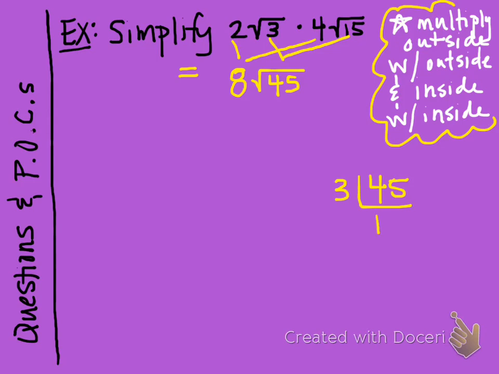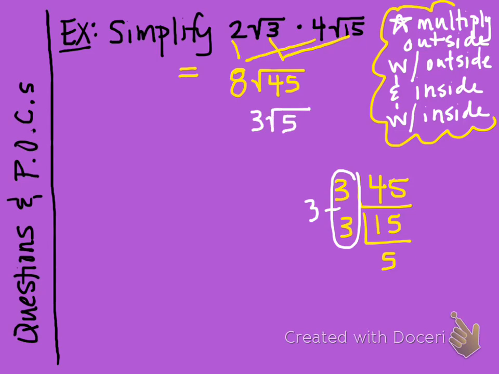3 will go into 45 15 times. I'm going to choose 3 again. 3 goes into 15 5 times. 5 is prime. I'm going to stop. Now I'm going to circle my pairs. I only have one pair of 3s. Remember, it counts as 1 3. That 3 is going to go on the outside. And then the 5 that's left over will go on the inside.